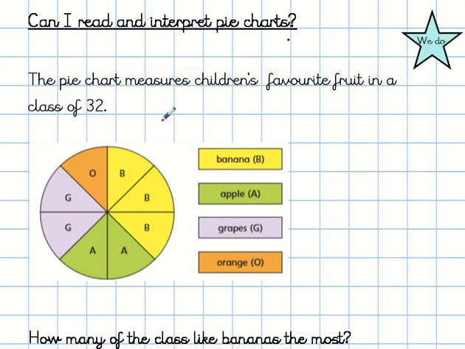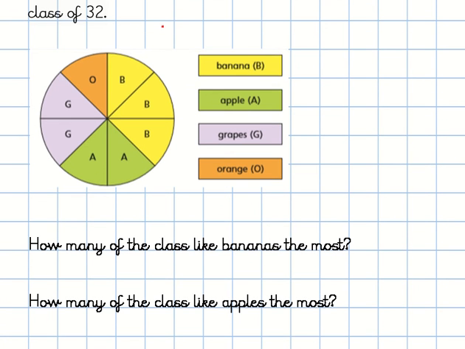And then finally we're looking at this. So we know that each section's worth 4. There's 1, 2, 3, 4, 5, 6, 7, 8. And we know each section's worth 4 because we've done 32 divided by 8.